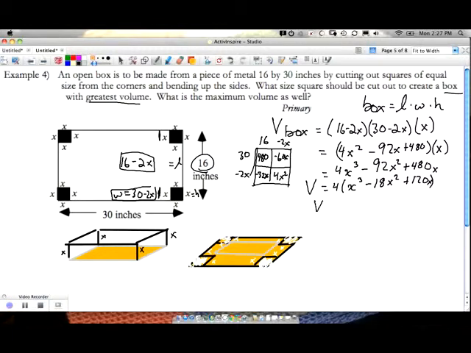So that's our volume. Let's do our volume derivative. We'll still have this 4 here, but now it's a little bit easier to calculate these. We'll get 3x squared minus 46x plus 120.